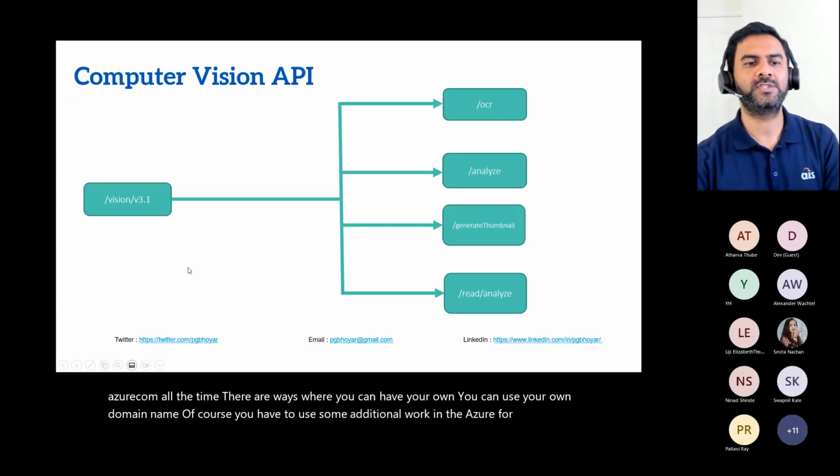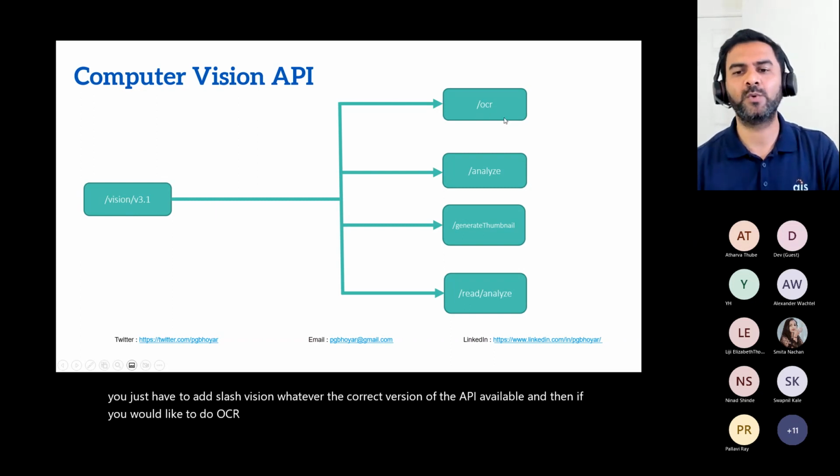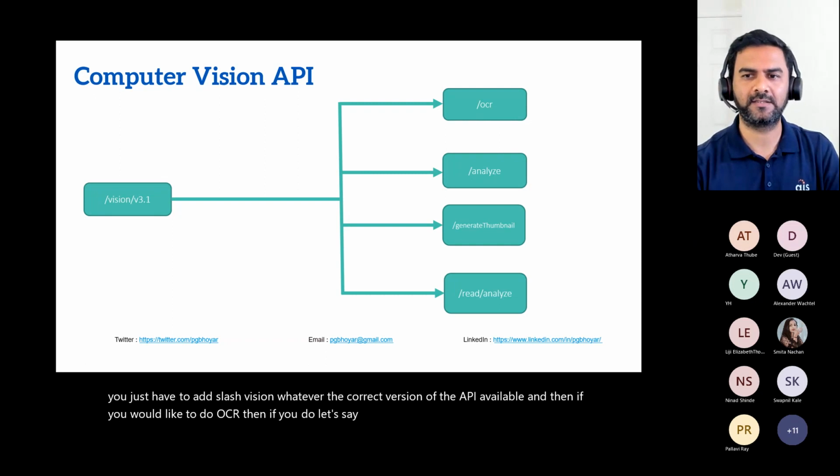And then you just have to add slash vision, whatever the correct version of the API available. And then if you would like to do OCR, then slash OCR. If you would like to do, let's say, analyze, then slash analyze.